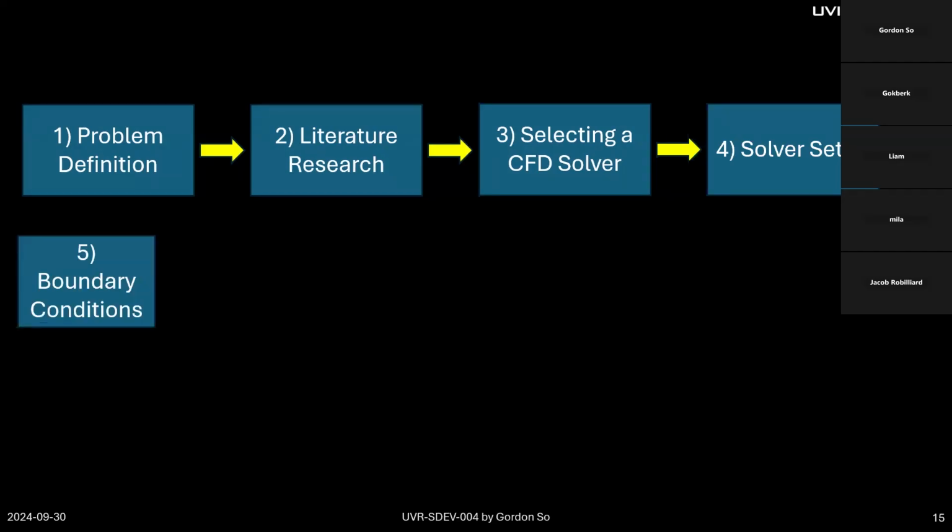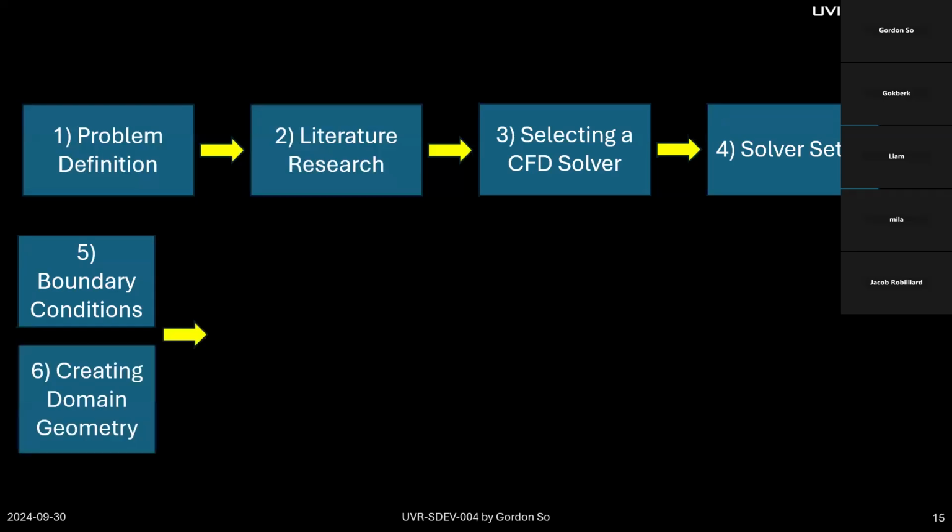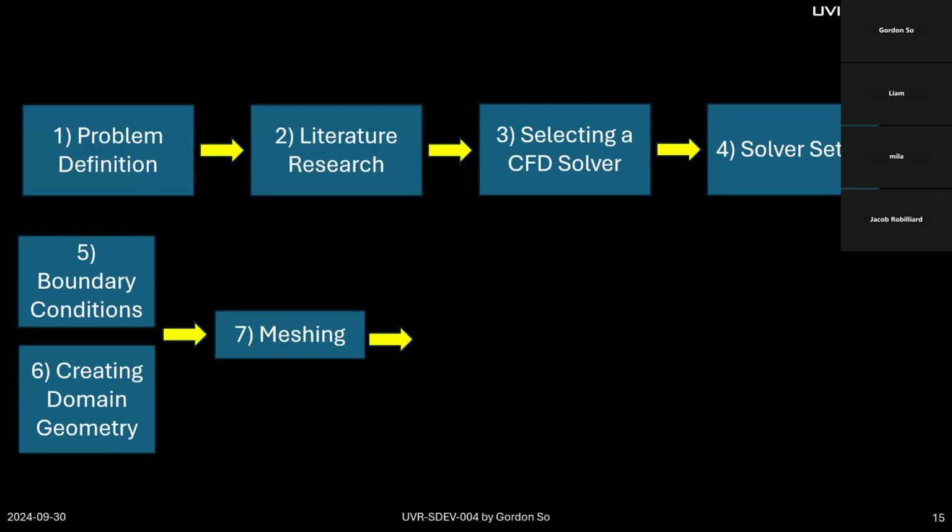And next thing is define your boundary conditions. Every aerodynamics problem would have some kind of boundary conditions in your control volume. Next thing that you would do is create your geometry, which influences a lot of things. And then you would do meshing. Meshing is actually the most complicated part.